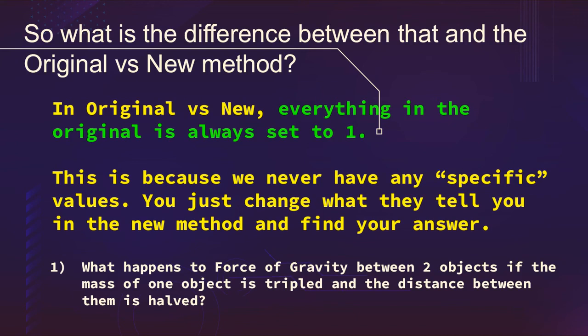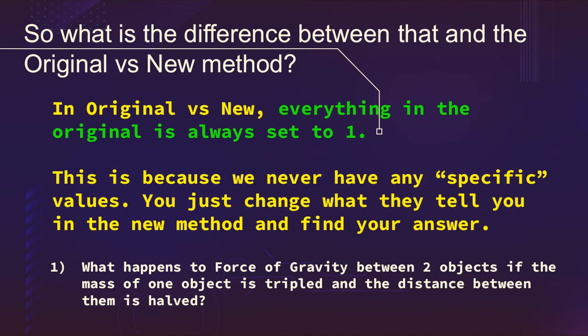So now let's go back to a problem. And again, you are going to see probably plenty of these coming up, and we've done a couple of these. So be ready for these kind of scenarios. The question is, what happens to the force of gravity between two objects if the mass of one object is tripled and the distance between them is halved?